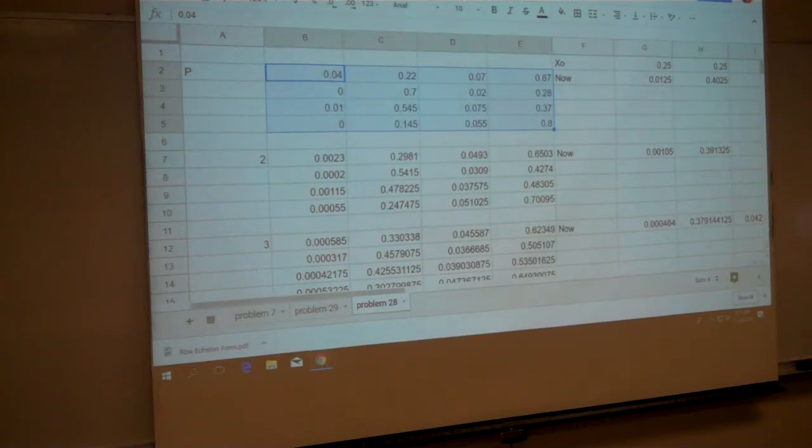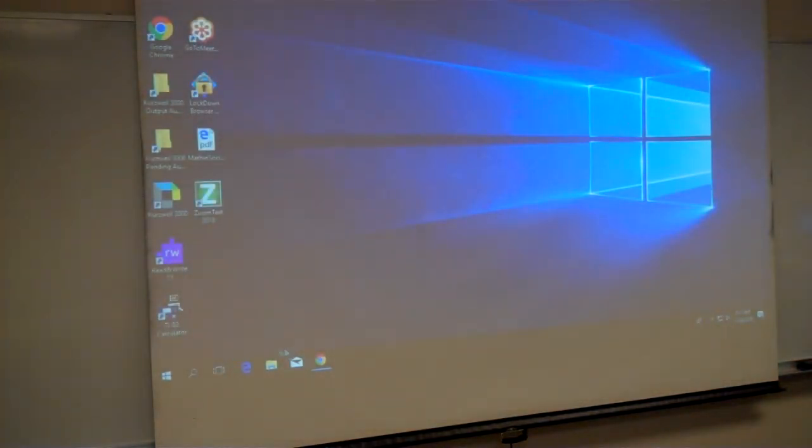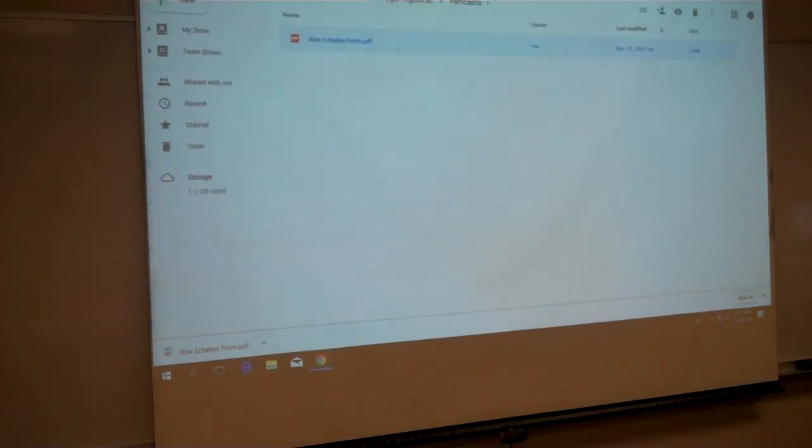Because where we're going with this, while fun, is the next section, which is going to take us a couple days to get through, which is absorbing Markov chains. Wouldn't you rather have everyone there and everyone understanding for that?